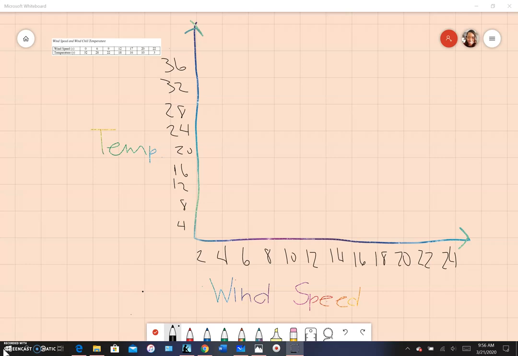Now, let's create our own scatter plot. So I have a table, wind speed and wind chill temperature. I graph my wind speed along my x-axis, my temperature is along my y-axis. So when I'm graphing these points, I read my table. When wind speed is 0, temperature is 32, and I just make a point.